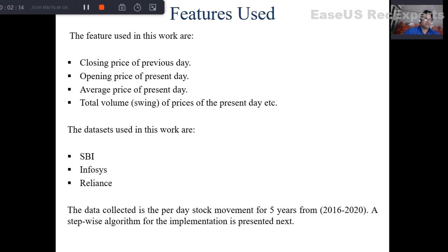Features used. The features used in this work are the closing price of the previous day, the opening price of the present day, the average price of the present day, the total volume swing of price of the present day, etc. And the data sets used in this work are SBI, Infosys, Reliance. I used a data set of 5 years from 2015 to 2020, and I have collected per-day stock movement data.